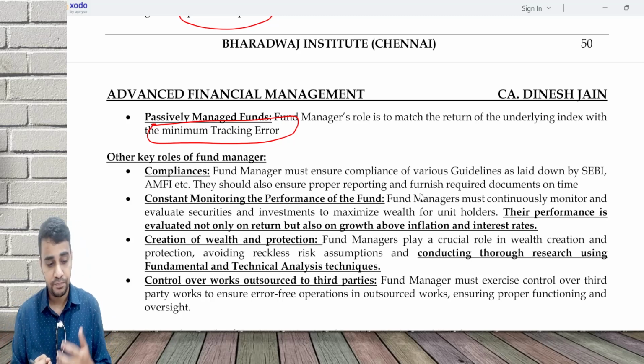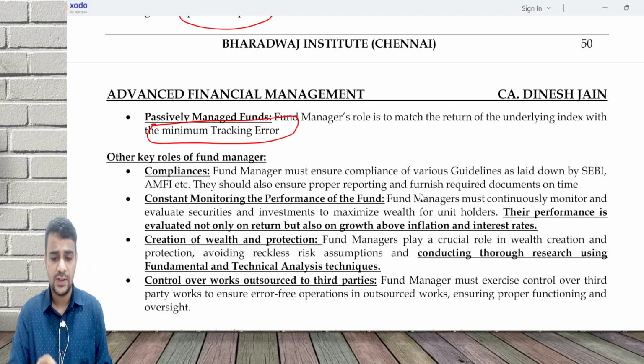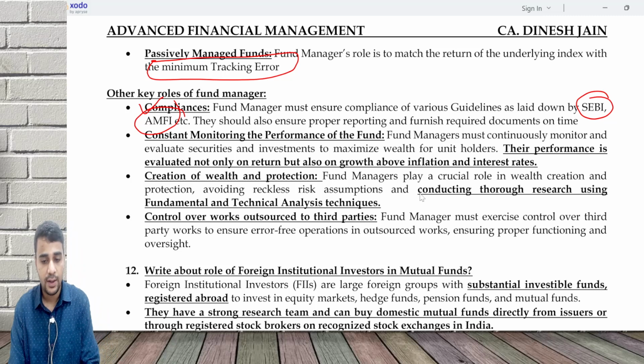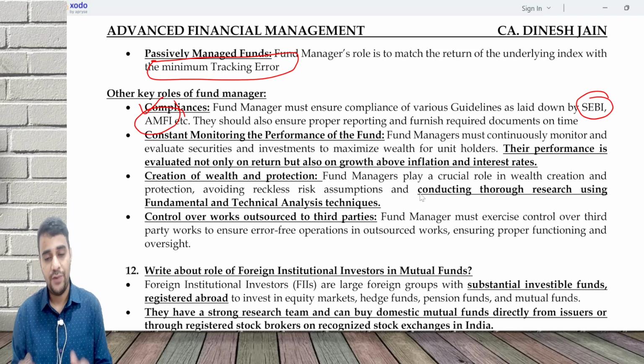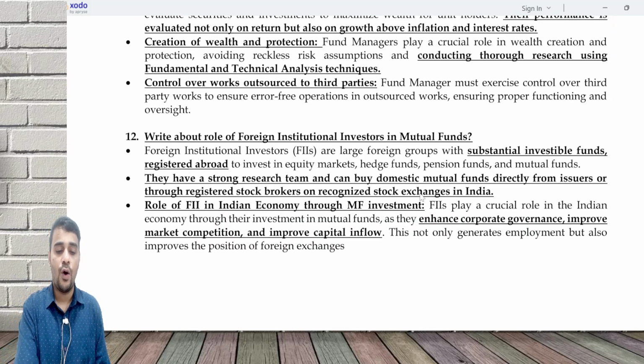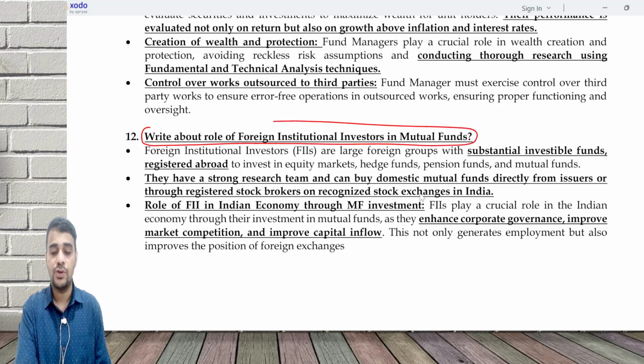Apart from this, he has to take care of the other things, which is whatever compliances are there from the SEBI side or from the AMFI side. He has to do constant monitoring of the performance of the fund, whether the fund is doing well or not doing well, creation of wealth and protection of wealth. If you are outsourcing your work to someone else, he is responsible for the work done by all the third parties.